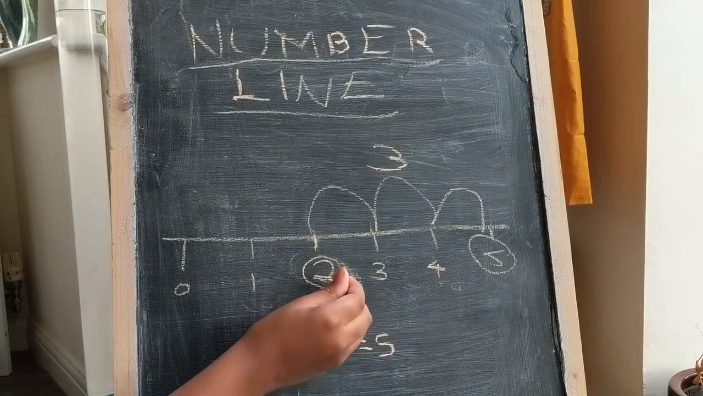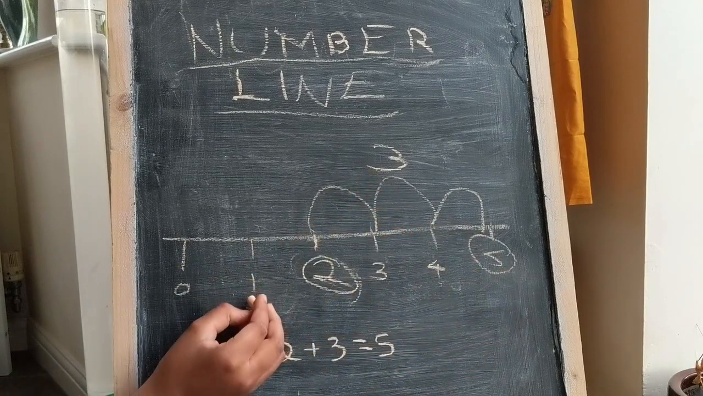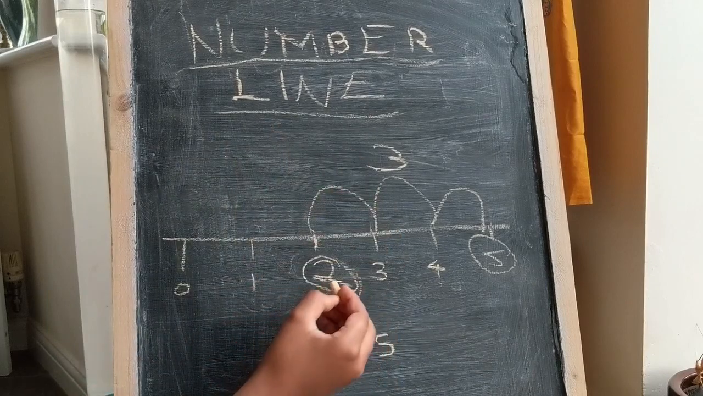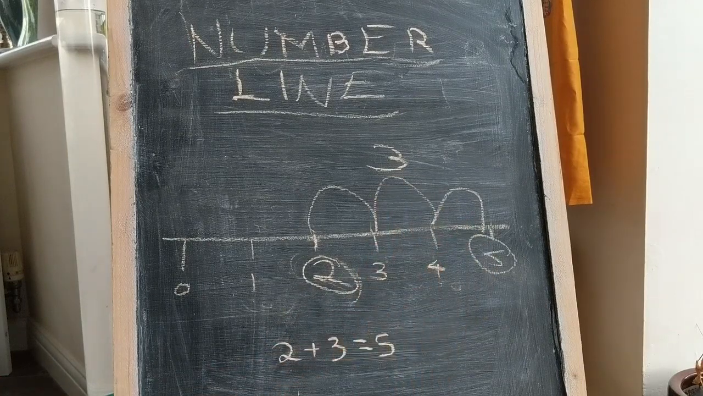If I start with 2 and I get 3 more, I jump 3 times. If I start with 1 and I get 1 more, I jump once. If I start with 3 and I get 2 more, I will only jump twice.